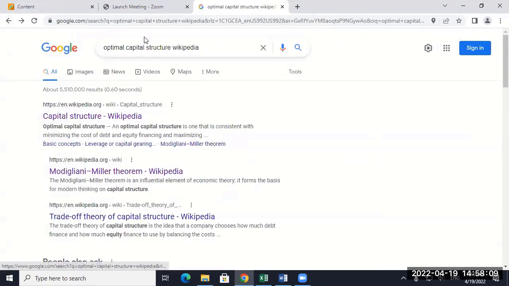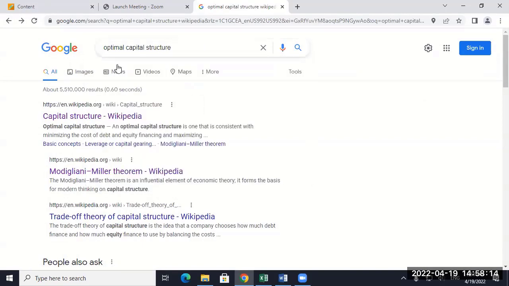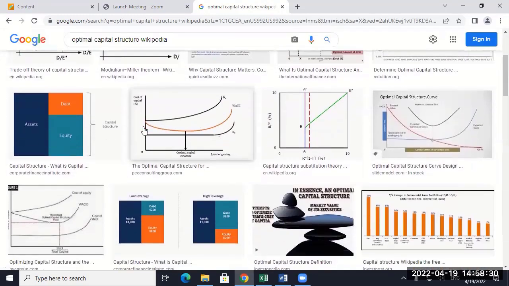So you can also click on images and you'll see a lot of the stuff we were just looking at, probably even the exact same charts, right? So this one, what do you think is the y-axis here? The value of the firm or the WACC? Value of the firm. This one is one we just saw, right? This one has the cost of capital over there. This one, you can tell it's cost of capital.